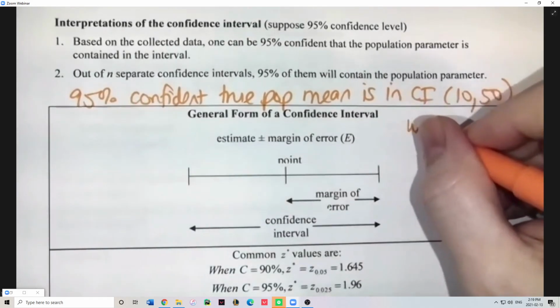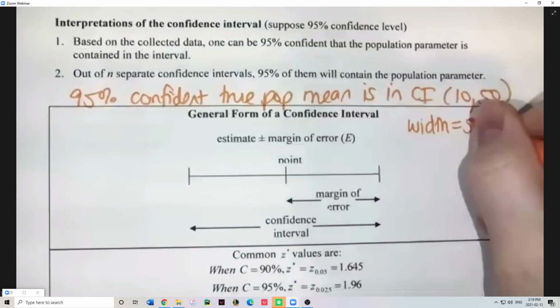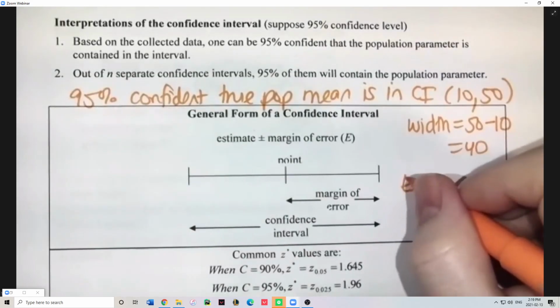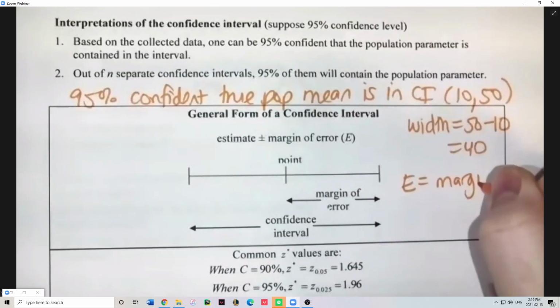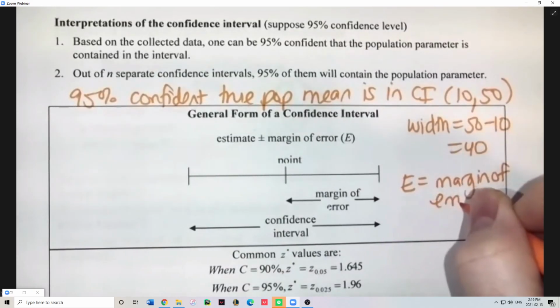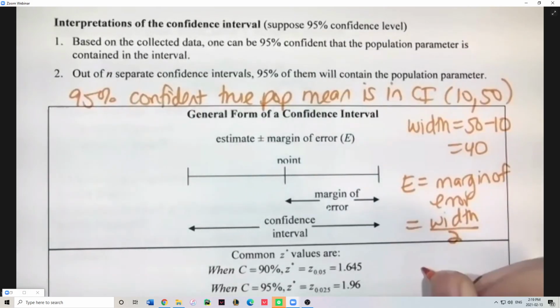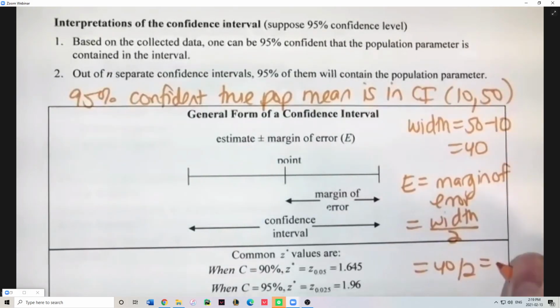The width of this interval is 50 minus 10, which is 40. The margin of error, which you call E, is half of the width. So it would be 40 over 2, which would be 20.